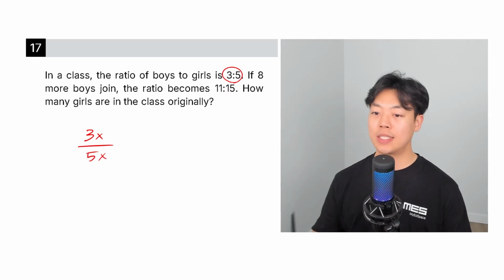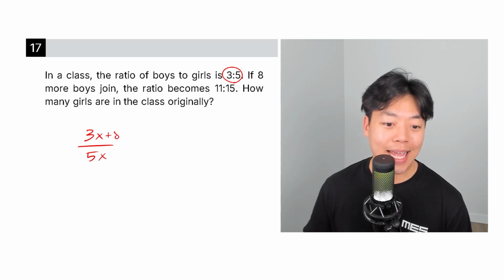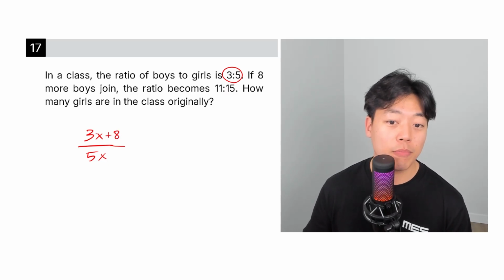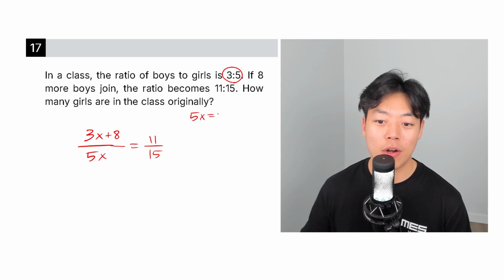Now, if 8 more boys join, I'm adding an 8 to the total number of boys. Now my ratio becomes 11 to 15. How many girls are in the class? We are looking for 5x.